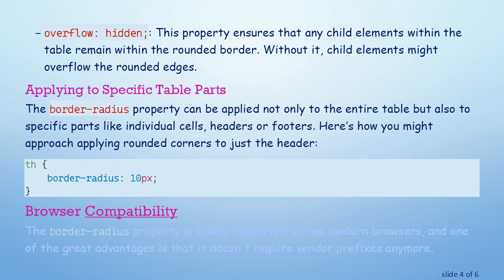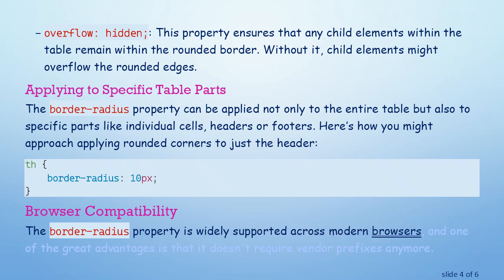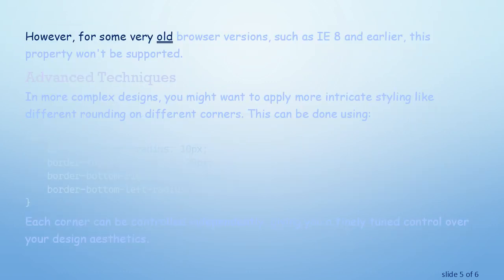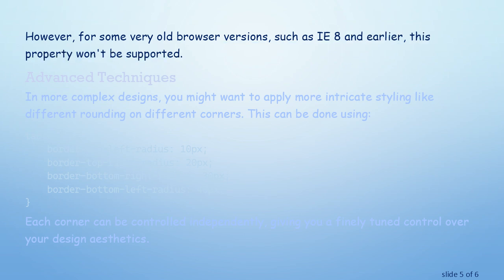Browser compatibility. The border radius property is widely supported across modern browsers, and one of the great advantages is that it doesn't require vendor prefixes anymore. However, for some very old browser versions, such as IE8 and earlier, this property won't be supported.